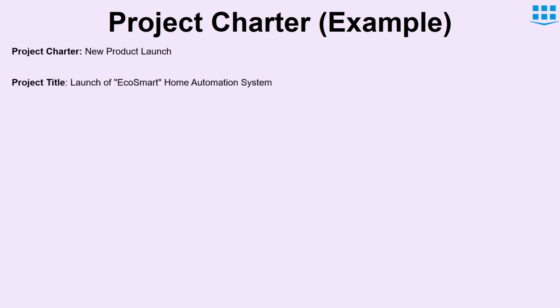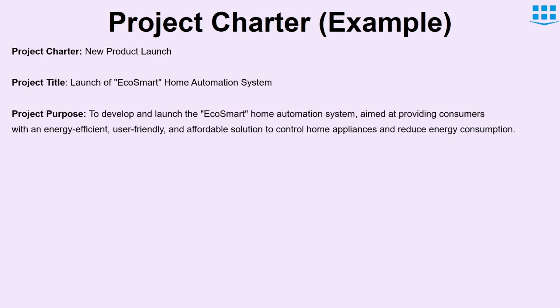Now, in the last section of this video, we will create a project charter of the project EcoSmart Home Automation System. So the project charter is about the product launch. Title would be launch of EcoSmart home automation system. Then we will write project purpose. The project purpose is to develop and launch EcoSmart home automation system. The main focus is on energy efficiency, user-friendly interface, and providing affordable solution.